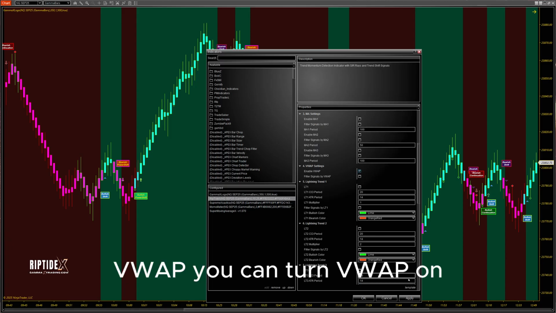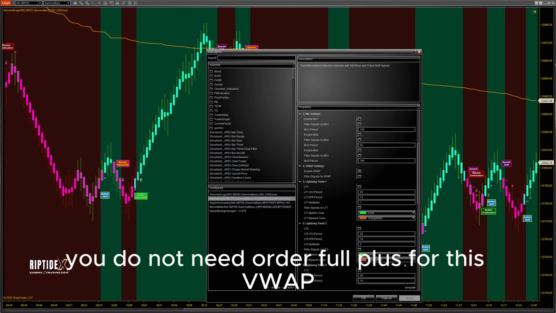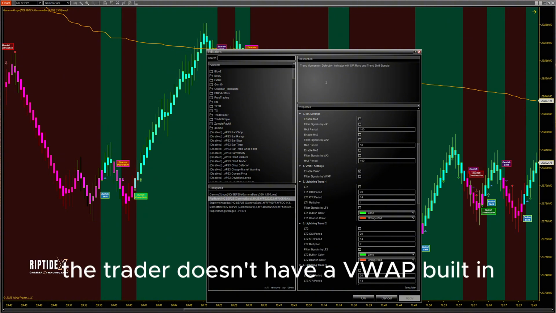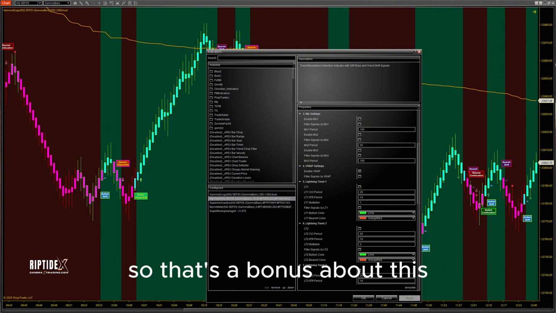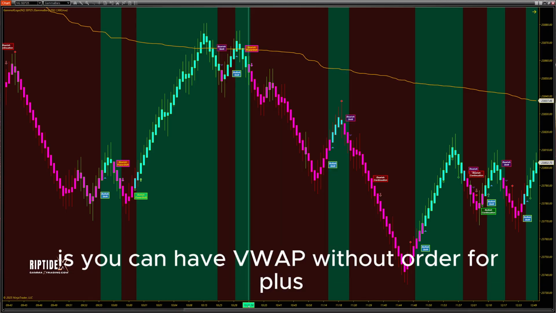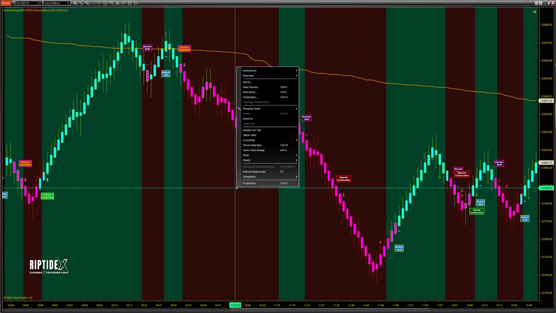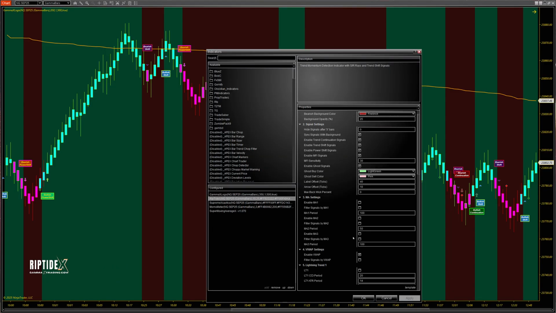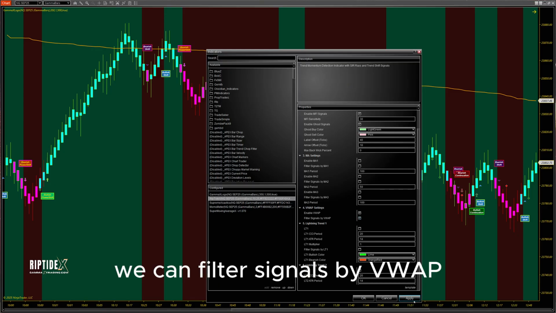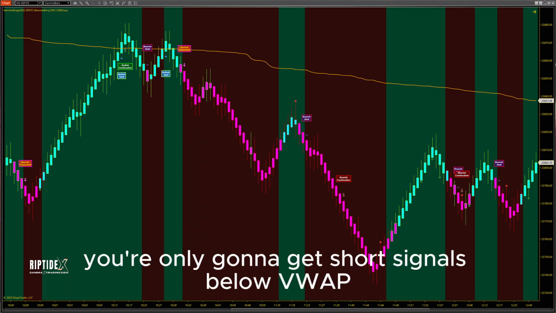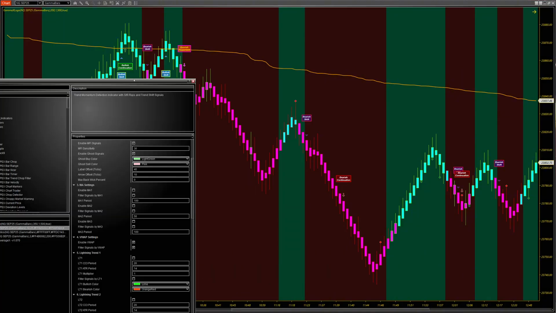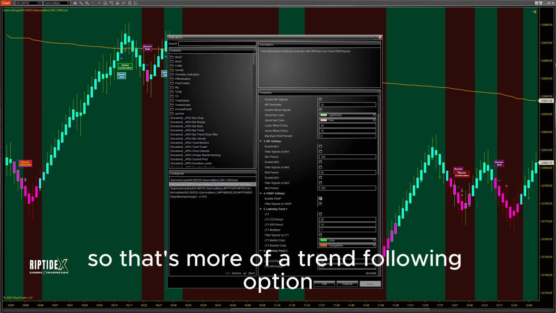VWAP. You can turn VWAP on. You do not need Order Flow Plus for this VWAP. NinjaTrader doesn't have a VWAP built in, so that's a bonus about this, you can have VWAP without Order Flow Plus. There it is. And just like the moving averages, we can filter signals by VWAP. So of course, you're only going to get short signals below VWAP, and you're only going to get valid long signals above VWAP. That's more of a trend following option.